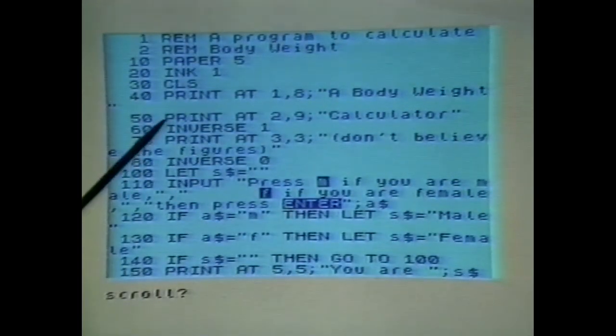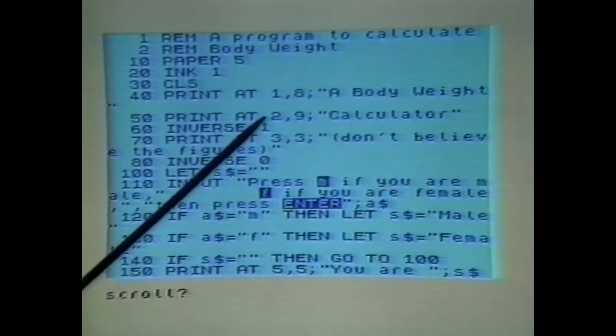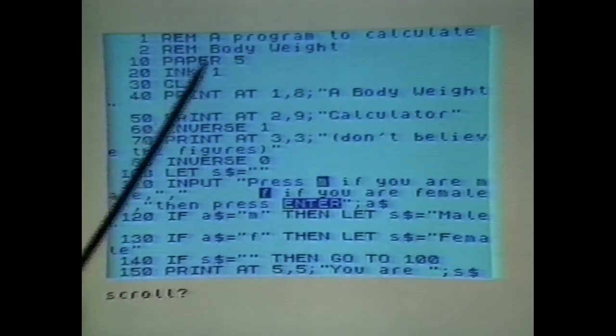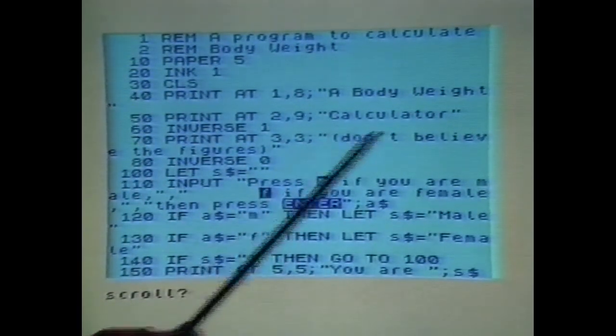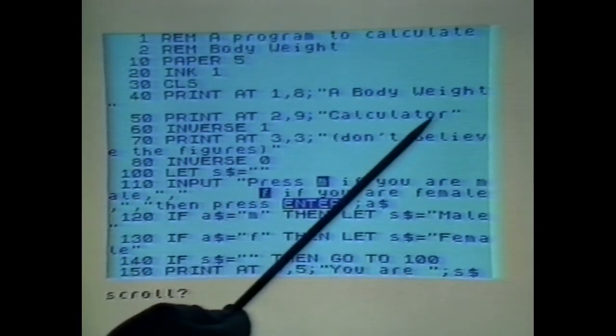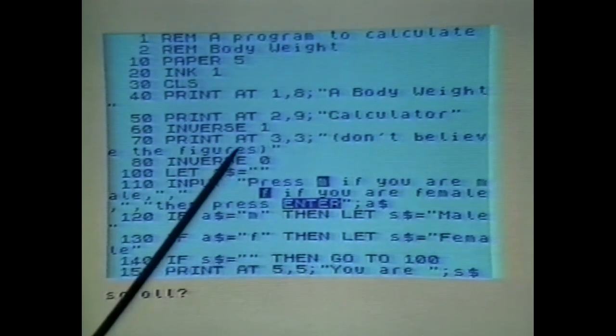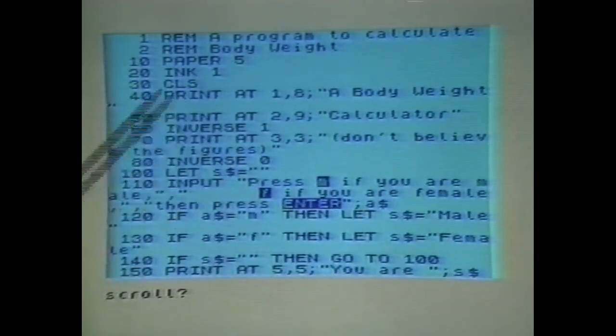In the same way, the next print statement prints at line 2, position 9. So line 2, position 9, the word calculator. Now this print statement printed out don't believe the figures. But they were printed out in reverse printing. Instead of dark blue writing on pale blue paper, it was the other way around. And that's because of this line.